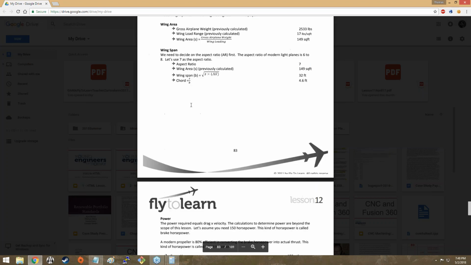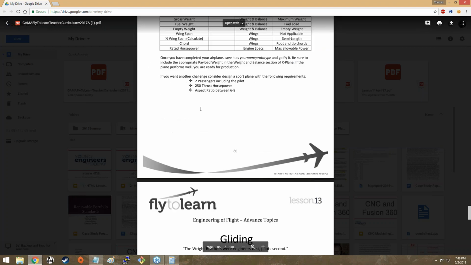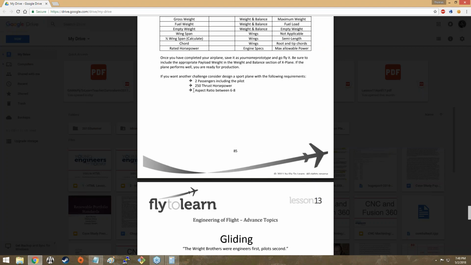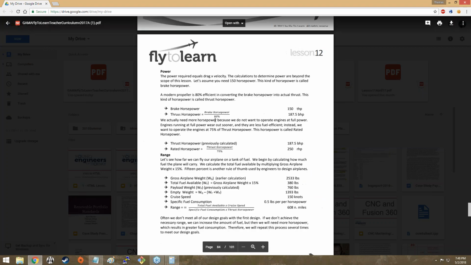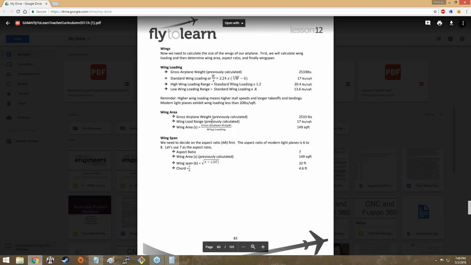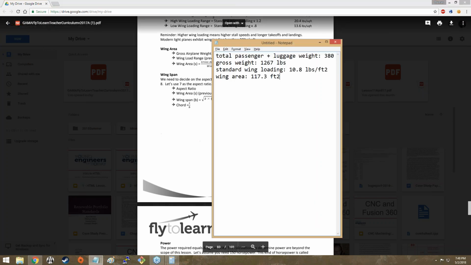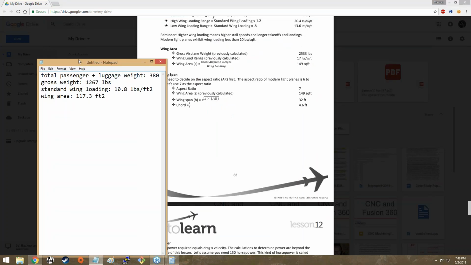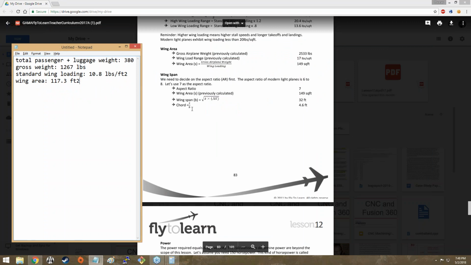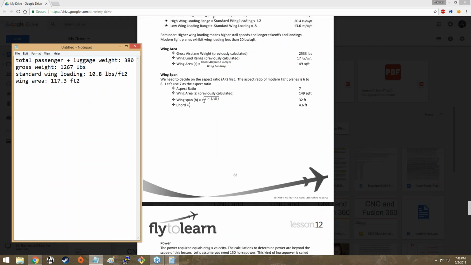In order to find the wingspan, we need to have the aspect ratio. We know that the aspect ratio is between 6 and 8 based on the values we were given. Why don't we do an aspect ratio of 7? Just split the difference. So we've got a wing area of 117 square feet and an aspect ratio of 7. The wingspan is going to be the wing area times the aspect ratio, and then you take the square root of it.